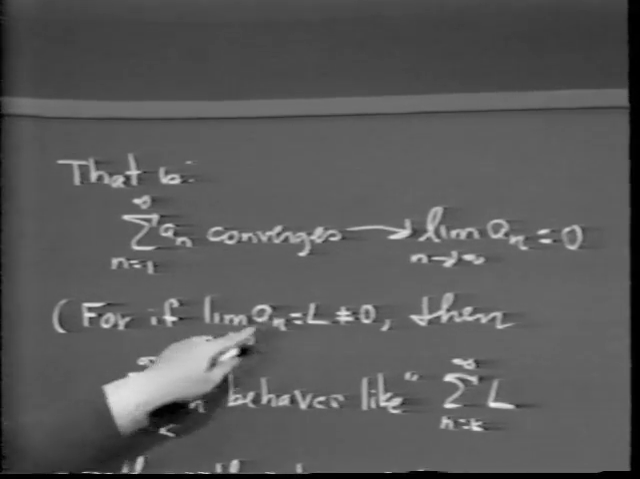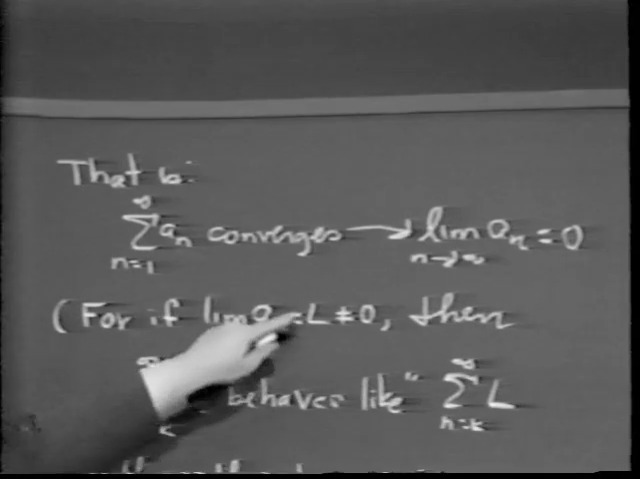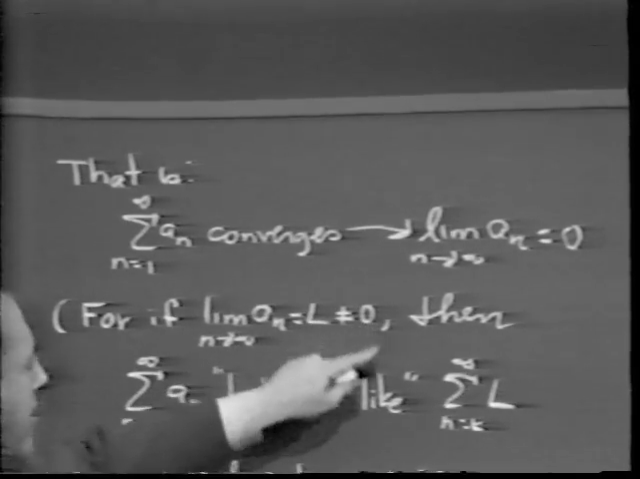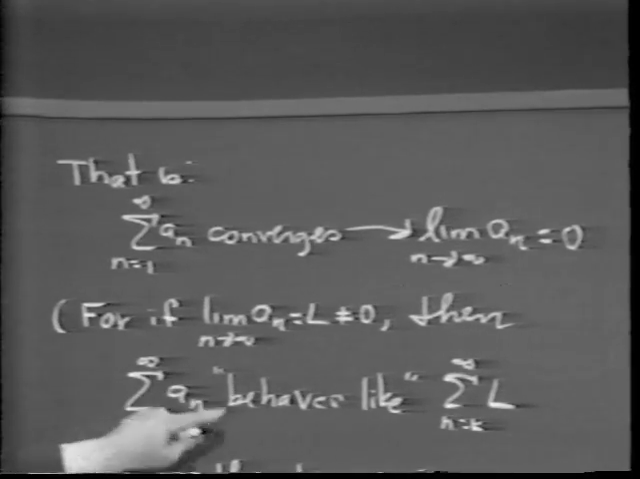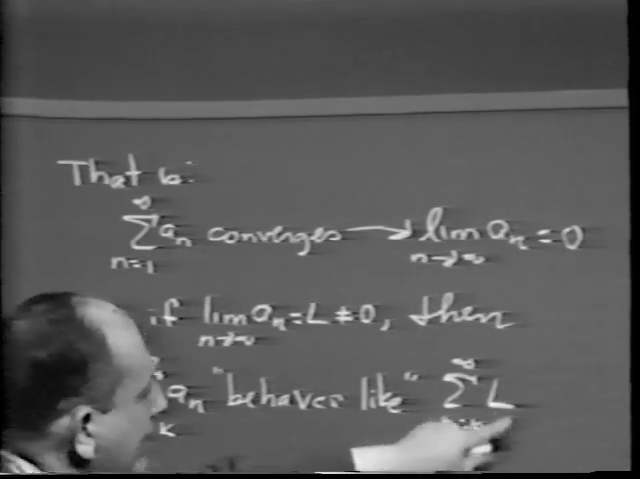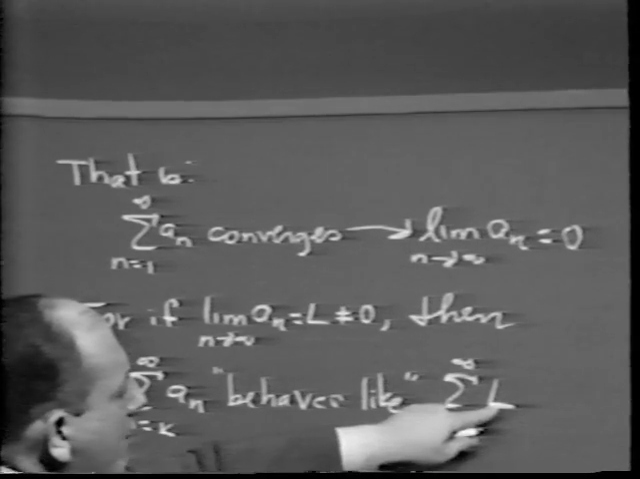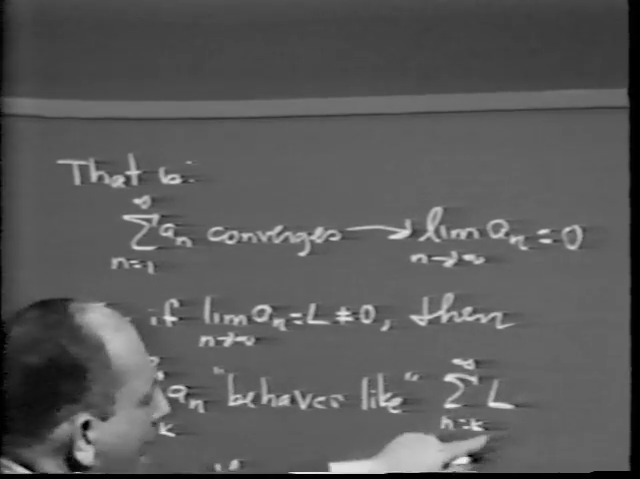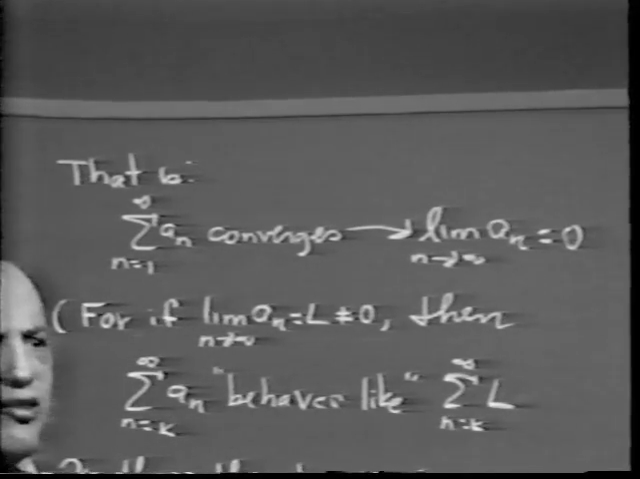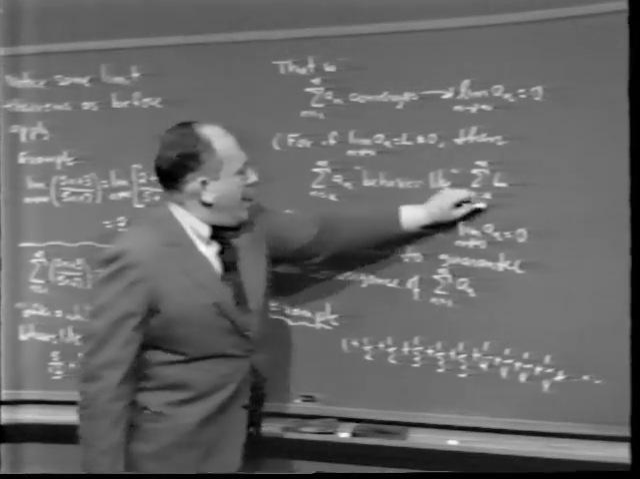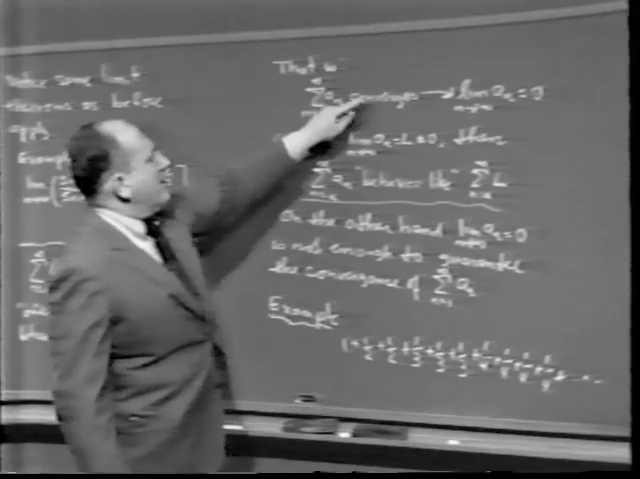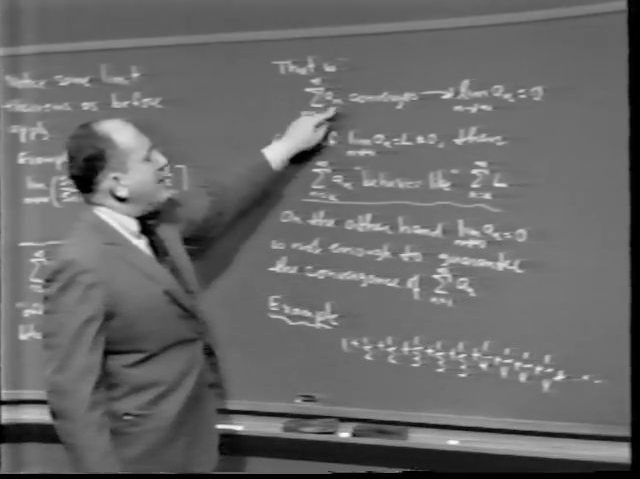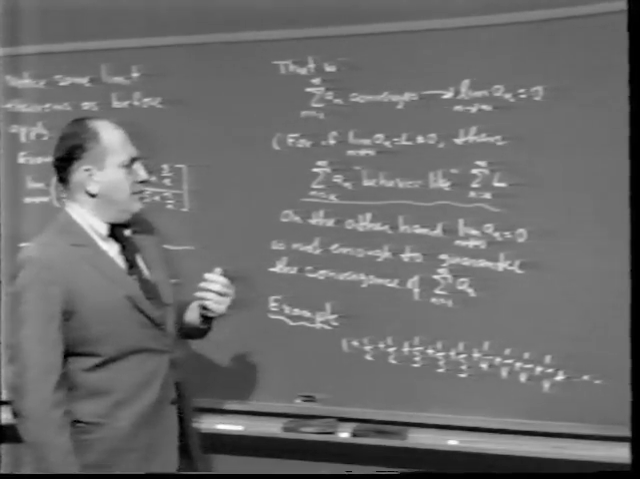For if the limit of the a sub n's as n approaches infinity is L, where L is not 0, then beyond a certain term, the sum of the a sub n's behaves like the sum of the L's. And if L is non-zero, by adding on enough of these fixed L's, you can make the sum as large as you wish. In other words, a sort of negative test is that if you know that the series converges, then the terms that you're adding on must approach 0 in the limit.